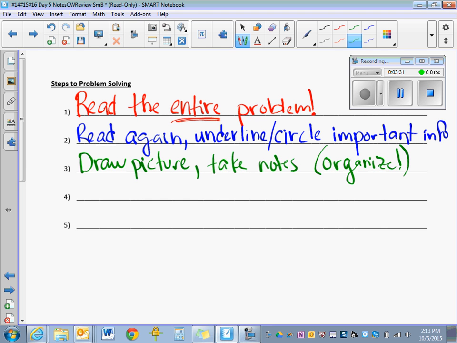Alright, so step 4, because we're writing equations now, right? We're given a bunch of words and information, and we are now writing the equation for it. Whenever we write the equation, we need to define our variables.